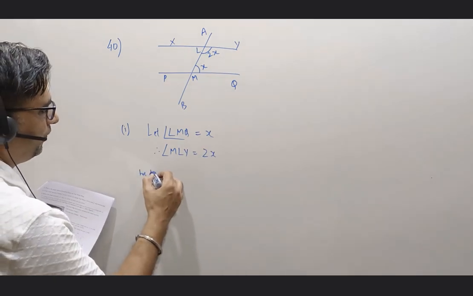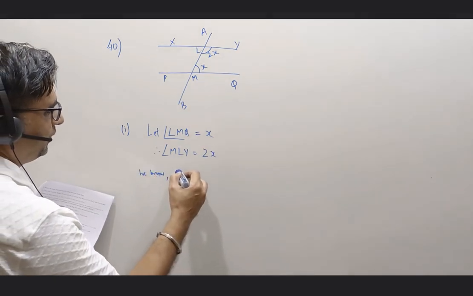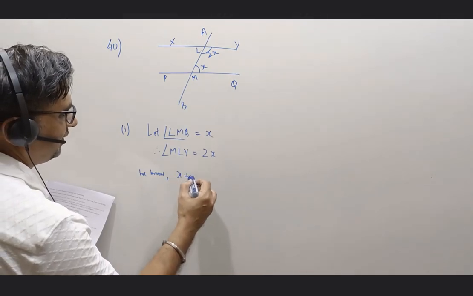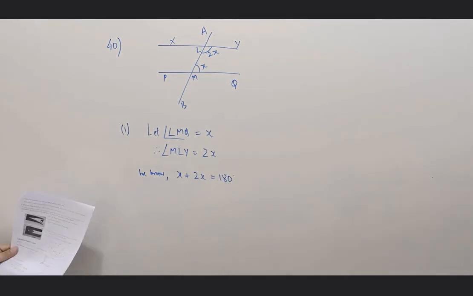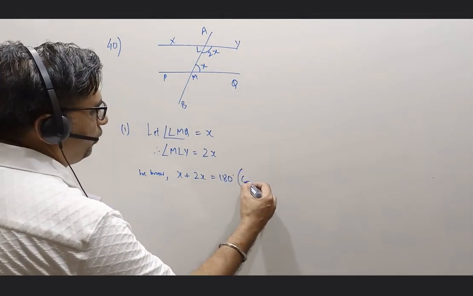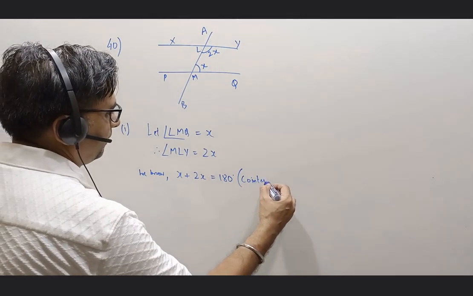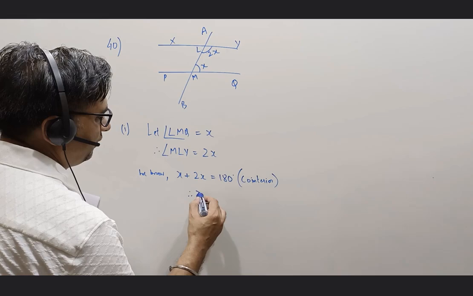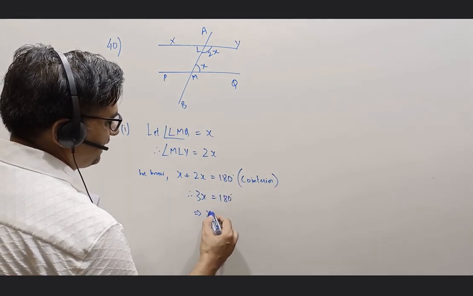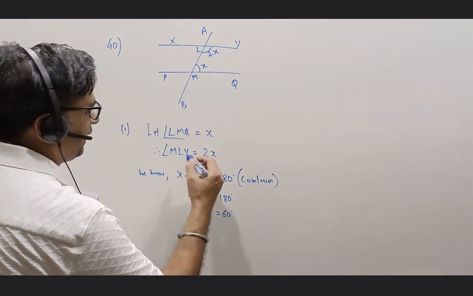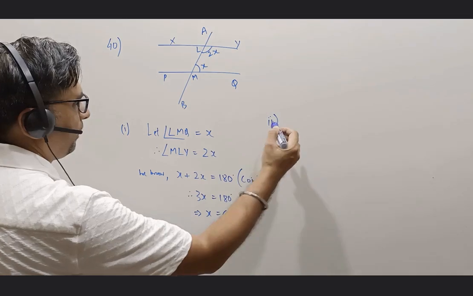Now we know these two angles are co-interior angles, and co-interior angles are supplementary. Co-interior. Therefore, 3x is equal to 180 degree, and that implies x is equal to 60 degree. That's 1. Now let's look at 2.